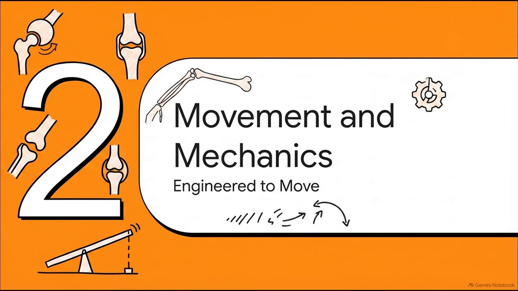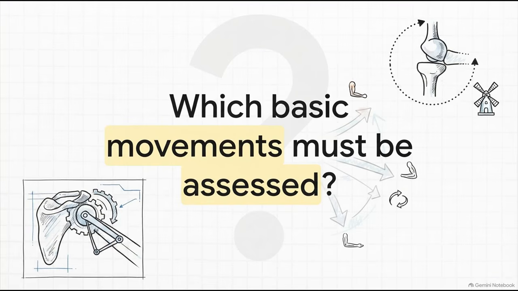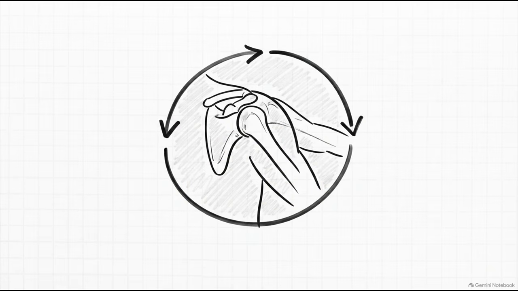Moving right along to section 2, movement and mechanics, or basically how our bodies are actually engineered to move through space. Let's say a doctor is evaluating a patient who just can't do that big, sweeping, circular windmill motion with their arm. In medicine, that's called circumduction. To figure out what's wrong, they can't just look at the whole movement. They have to break it down. So if a patient cannot perform circumduction, which basic foundational movements must be carefully assessed to find the failure? To fix that complex movement, you actually have to assess 4 basic mechanical gears: flexion, extension, abduction, and adduction.